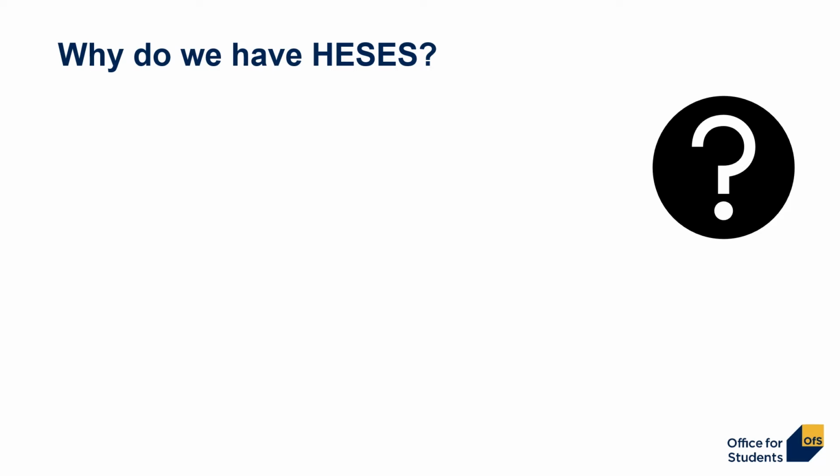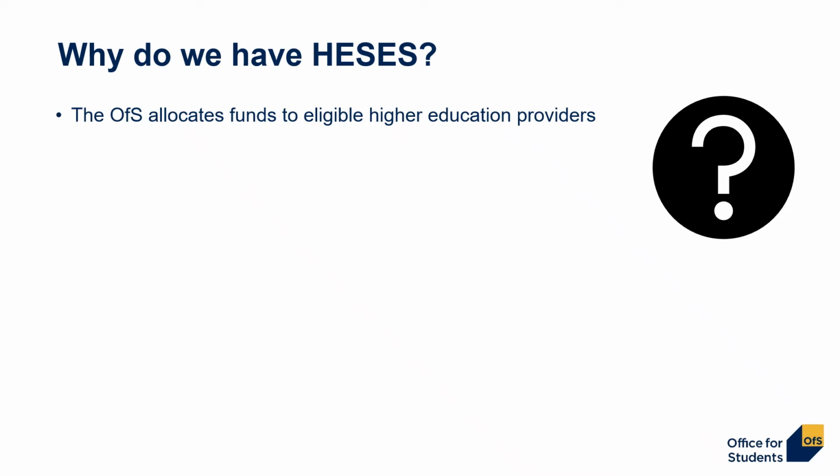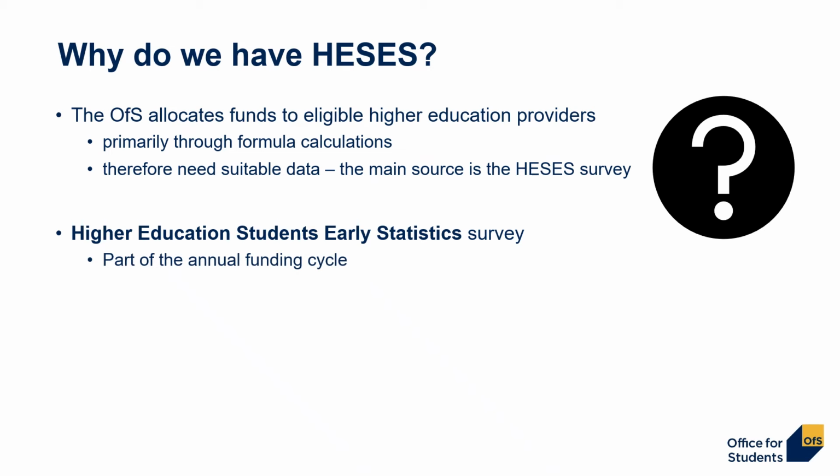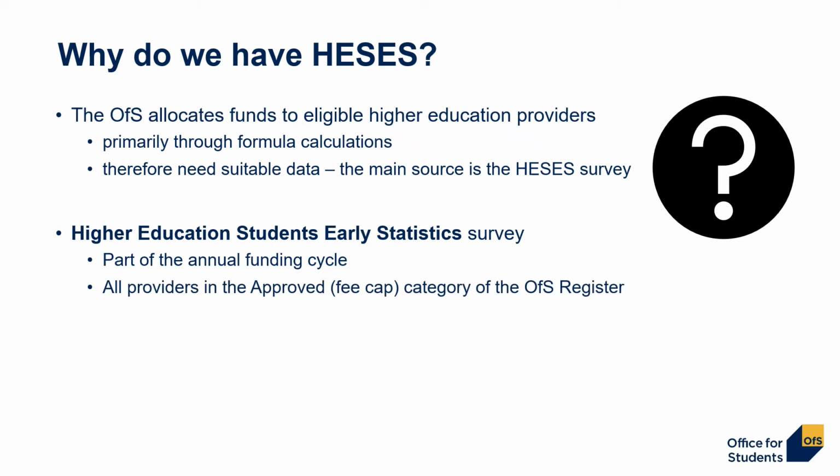Why do we have HESES? Because part of the role of the OFS is to allocate funds to eligible higher education providers. We do this primarily through formula calculations. Therefore, we need suitable data, and the main source of this is the HESES survey. HESES, or to give it its full name, the Higher Education Students Early Statistics Survey, is part of the annual funding cycle that applies to all providers in the approved BCAP category of the OFS register, who must all complete the survey each year.